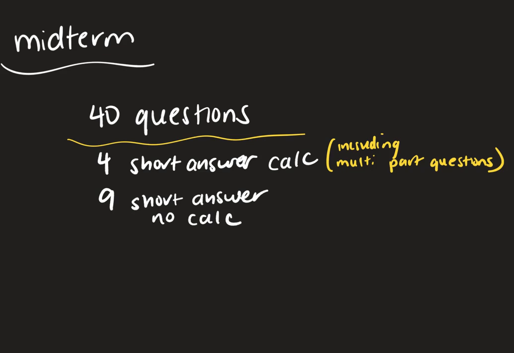The details about the midterm are as follows. It's 40 questions. Yours is obviously Monday. Of those 40 questions, it starts calc and ends non-calc, just like our normal test. But in the beginning, there are 4 short answer calculator questions, meaning this is like what is your regression model?